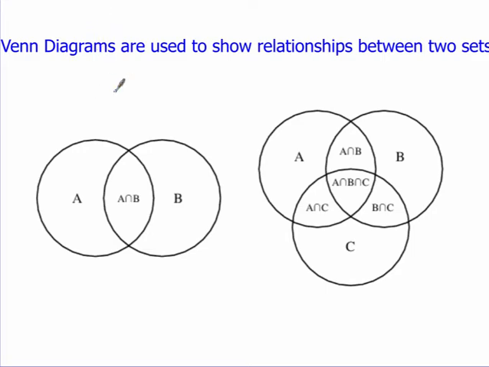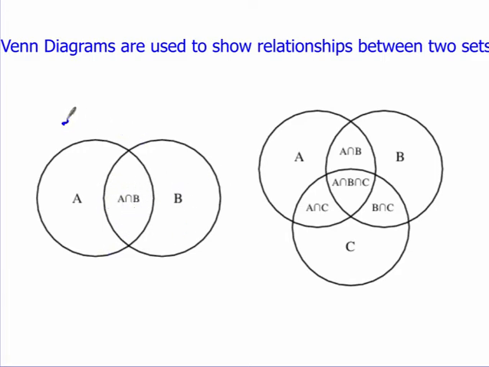Here I've got a Venn diagram with 2 circles. Here I've got a Venn diagram with 3. What they're showing is the relationship between these sets. Over here in A, I've got things that belong to just A. Here I've got things that belong to just B. And here I have things that belong to both.